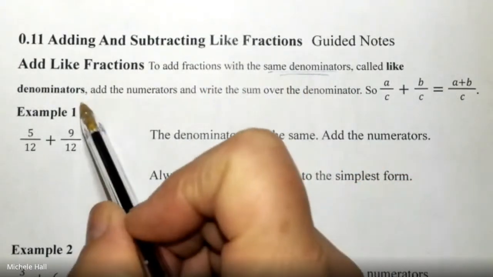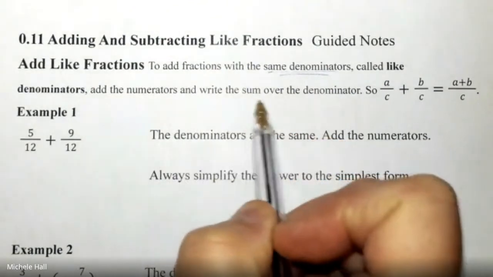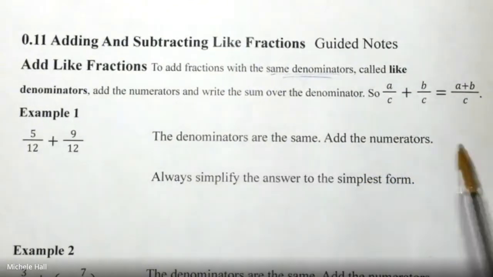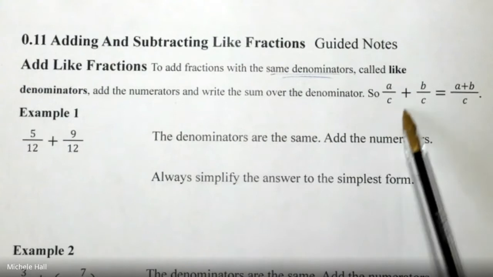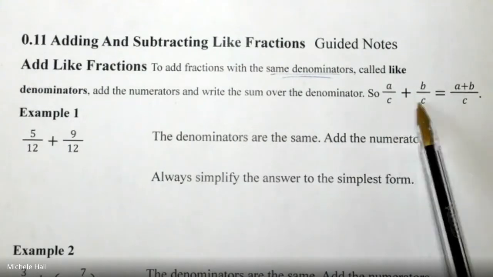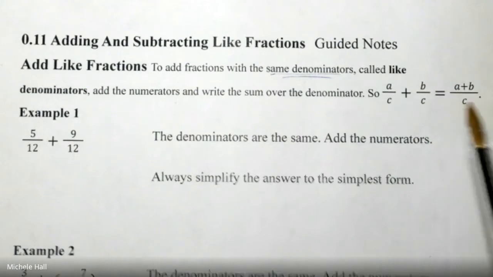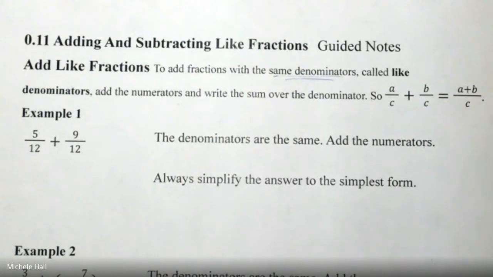Denominators called like denominators, add the numerators, and write the sum over the denominator. So if I have A over C plus B over C, they have the same denominators. So what do I do? I add the numerators, A plus B, and then I put it over C. The harder part would be unlike denominators, which we'll get to next week.